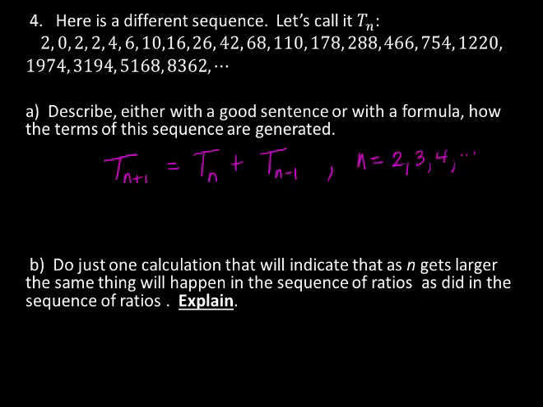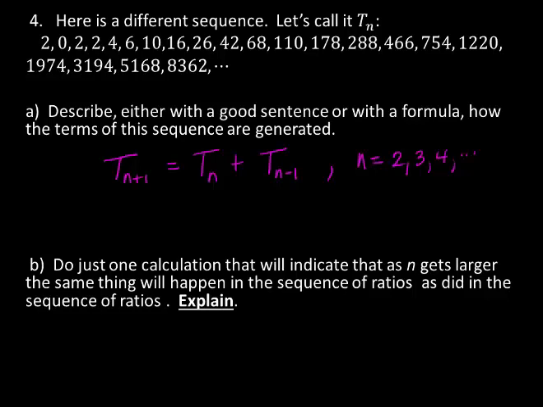Now you could also write a sentence. I'll just say it. Each term of the sequence T sub n is found by adding the 2 terms before it, period.